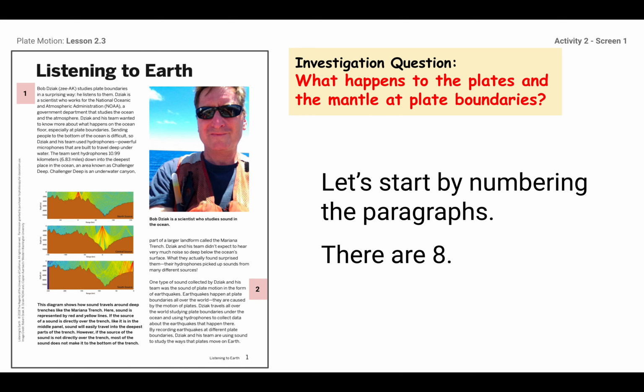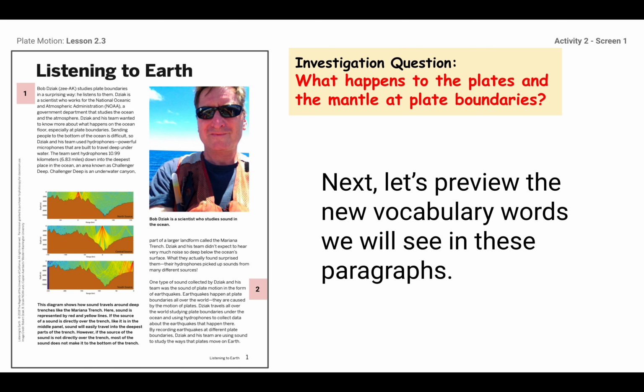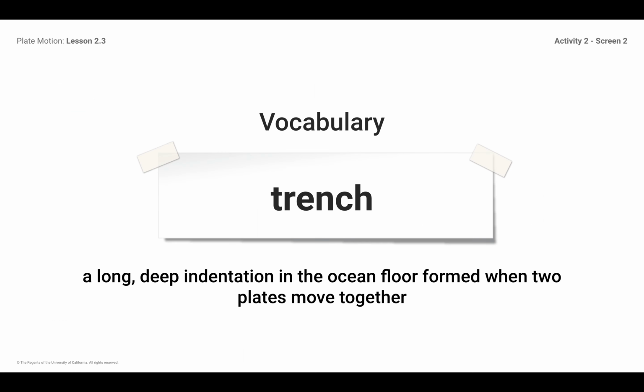So let's start by numbering the paragraphs. Go through and number all your paragraphs. We've got paragraph 1 and 2 on the first page, and then 4, 5, and ultimately there are 8 paragraphs. I also want to preview some new vocabulary words that we're going to see in the two paragraphs we're going to be looking at.